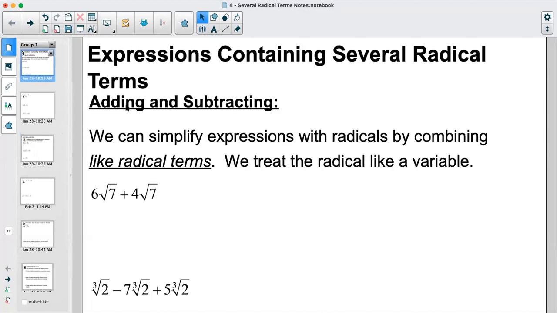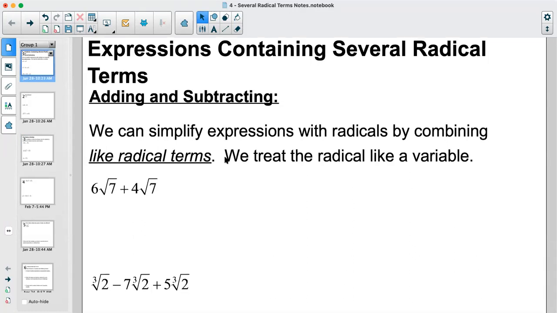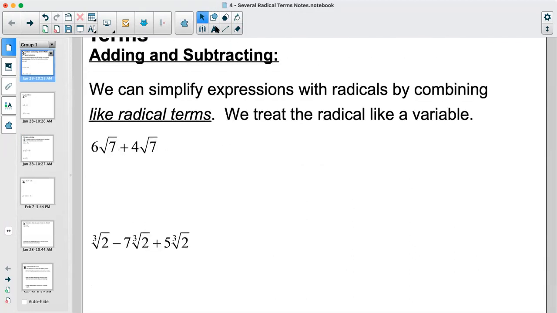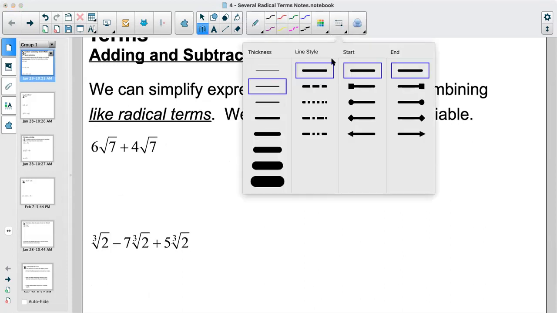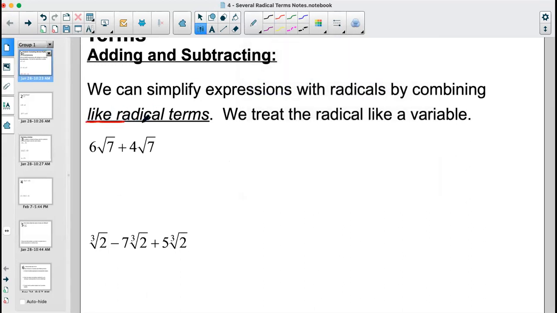The adding and subtracting rule is pretty straightforward. You can combine these radical expressions if the two things have like radical terms. What that means is that everything is the same. Like the index is the same and the radicand is the same and the powers are the same. Everything has to be exactly the same. Say we treat the radical like a variable. If this was 6x plus 4x, you would know that that equals 10x. It's like adding 6 apples and 4 apples, you get 10 apples. Here, the apples are x's. In this problem, the apples are square roots of 7.